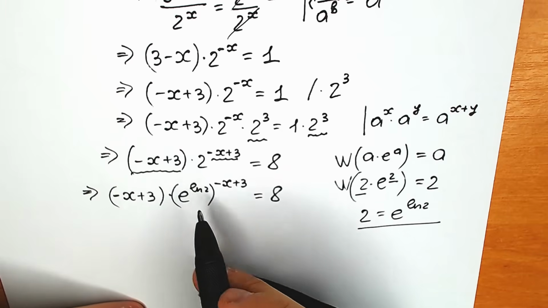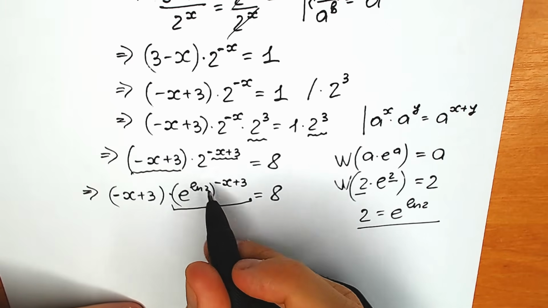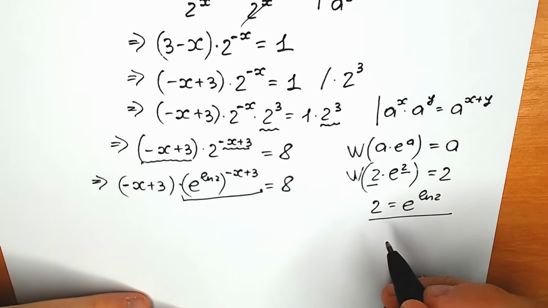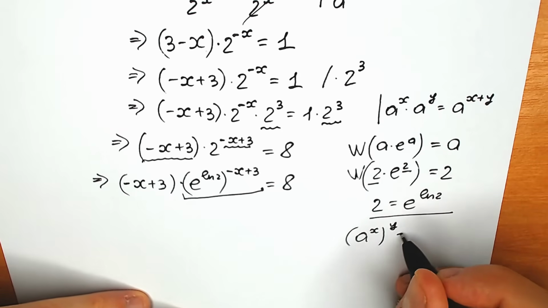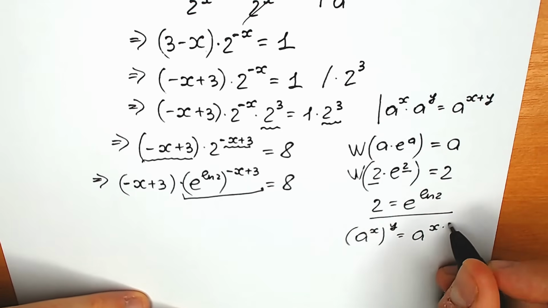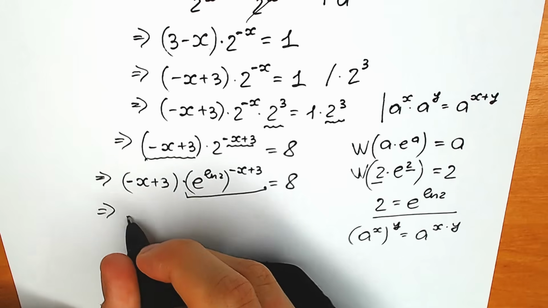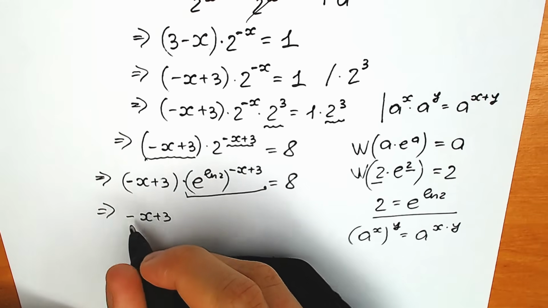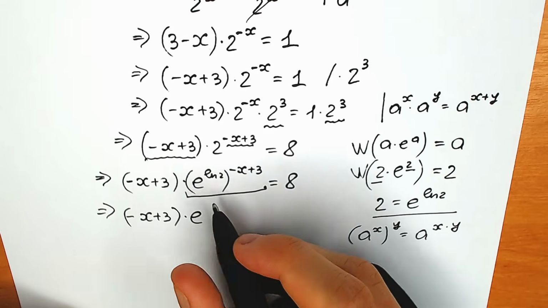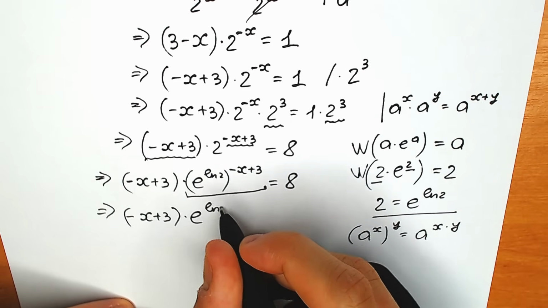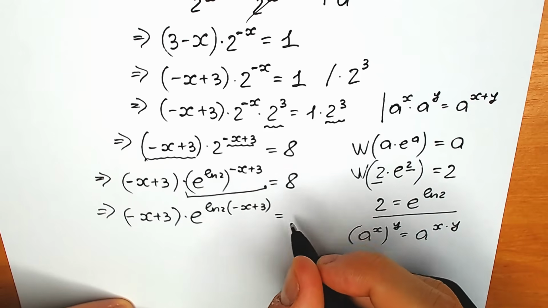But right now, let's look closely at this expression, okay? How can we simplify it? This is our a to the power x raised to the power y. And we know this identity from school. We know this formula, a to the power x raised to the power y is equal to a to the power x times y. So right now we can write it as minus x plus 3 of the same beginning, minus x plus 3. But right here we can write e to the power natural log 2 times minus x plus 3. So natural log 2 times minus x plus 3 equal to 8.